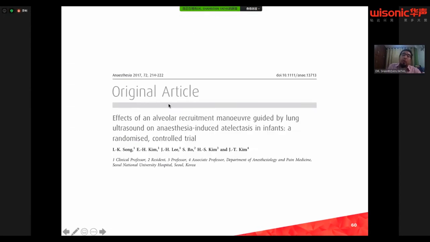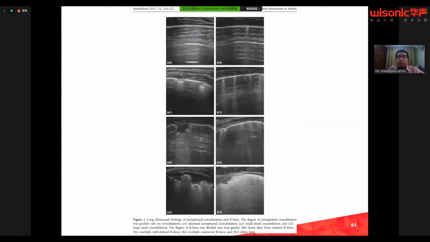There has also been documentation on the use of ultrasound to guide alveolar recruitment. In this particular Korean study, they were looking at lung ultrasound in infants and how the alveolar recruitment maneuver is guided by the findings of lung ultrasound. For example, these are B lines, and these are consolidation prior to the actual alveolar recruitment done.